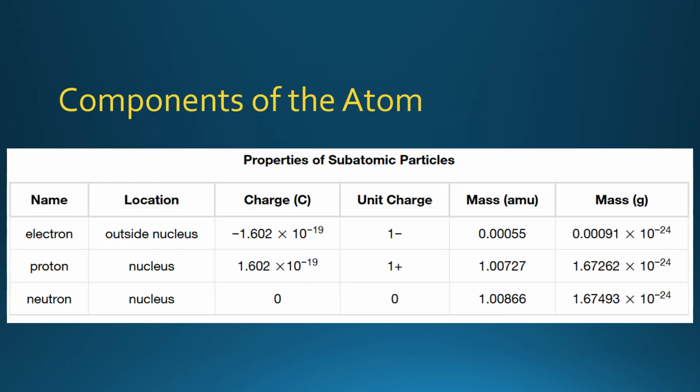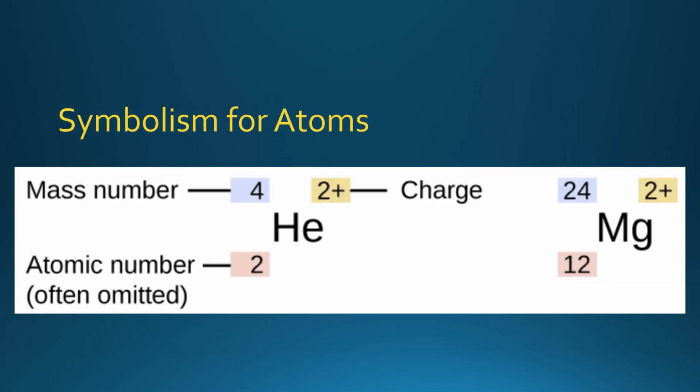The atom is composed of three types of subatomic particles. The proton and neutron are located in the nucleus of the atom, while the electrons are located outside the nucleus. The protons and electrons are electrically charged, but these charges are identical, just opposite polarity. The electrons are also significantly lower in mass than the protons and the neutrons.